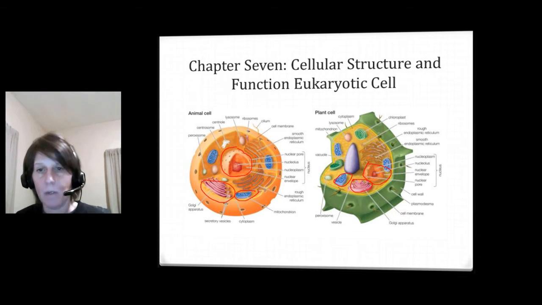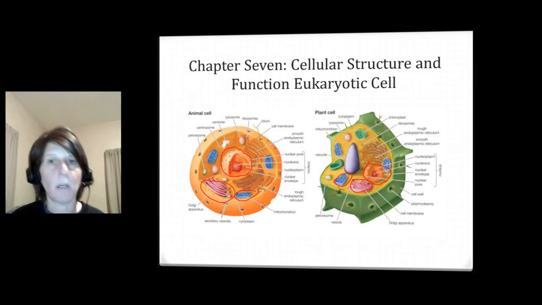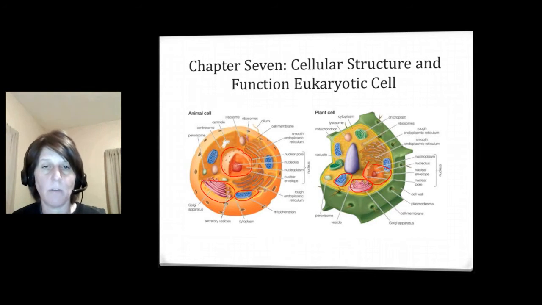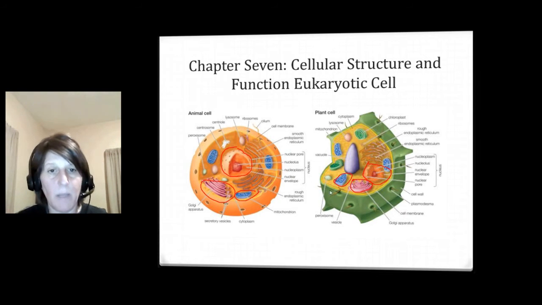This is an example of an absorb type activity. Today we're going to spend some time talking about cellular structure and function of a eukaryotic cell. Here I have an example of an animal cell as well as a plant cell.